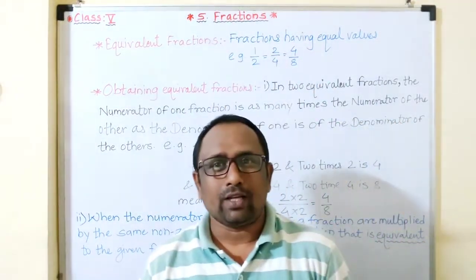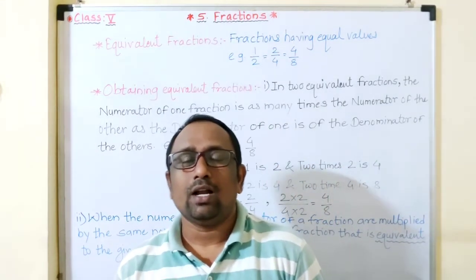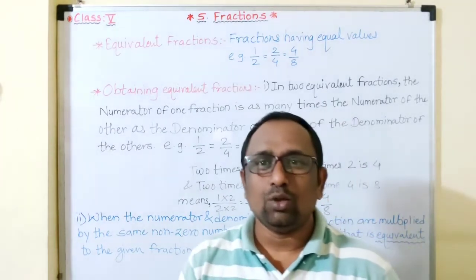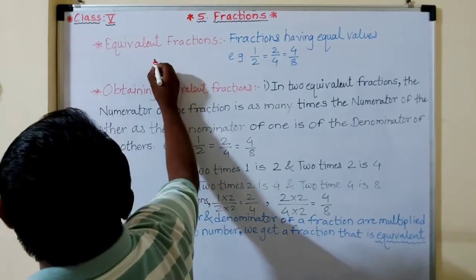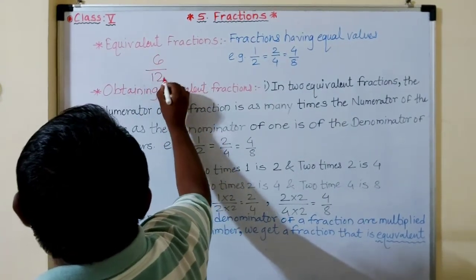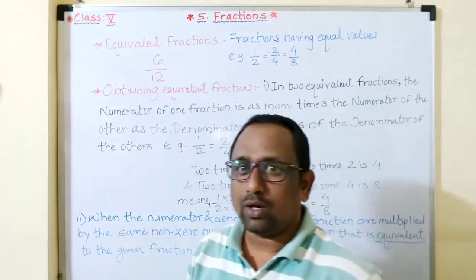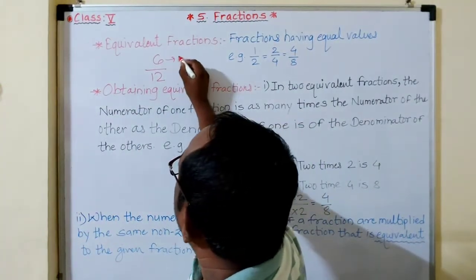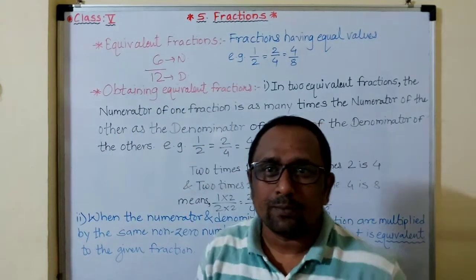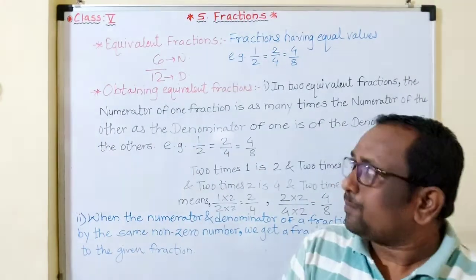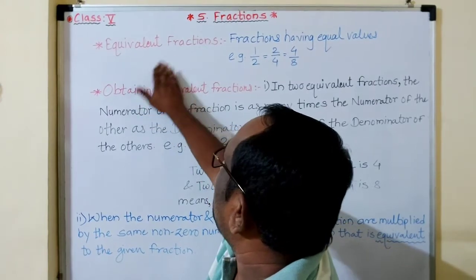Okay, what is meant by fractions? If the numbers are not whole numbers, then we can say the numbers are fractions. In the previous class you learned this, students. For example, I write here 6 upon 12. Okay, 6 upon 12 is a fraction because it's not a whole number. The upper part is called the numerator and the lower part is called the denominator. This you know, students, numerator and denominator. Now let's see the fraction.